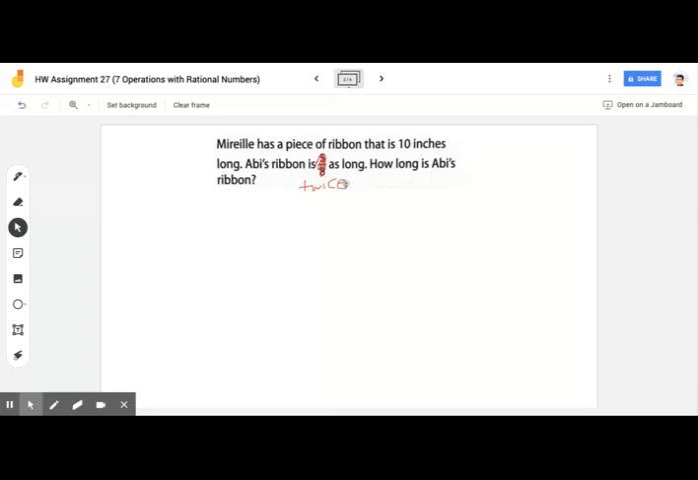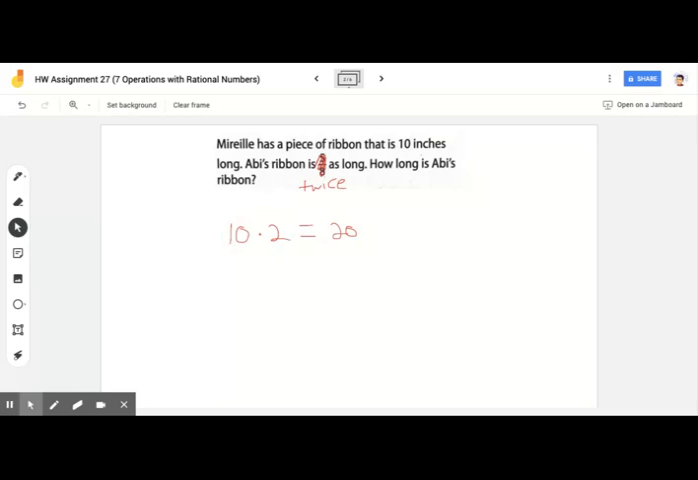Muriel has a piece of ribbon that is 10 inches long. Abby's ribbon is twice as long. How long is Abby's ribbon? Okay, if this was the case, here's what we would do. We know that Muriel's ribbon is 10 inches. We would multiply that 10 by 2, and we would find out that Abby's ribbon is 20 inches long. Okay? So it seems like the operation we're using here is multiplication.